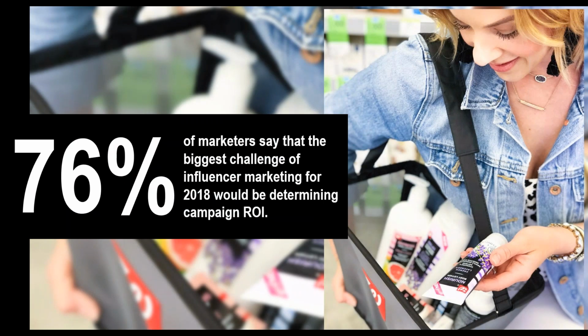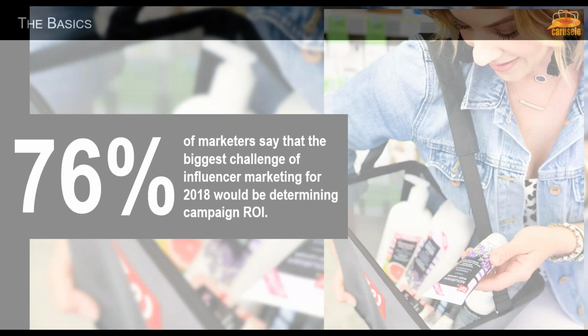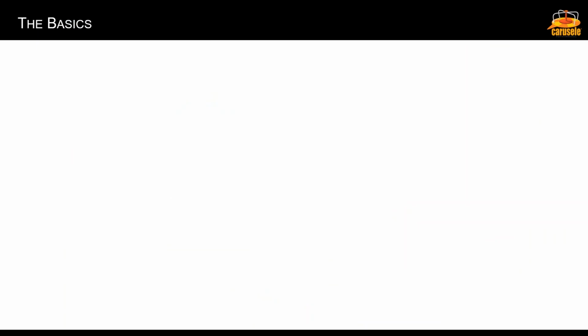76% of marketers, that's 3 out of 4, say that the biggest challenge of influencer marketing for 2018 is determining their campaign ROI. We don't think it's that hard to do if you set your campaign up correctly from the beginning. So what I'm going to do today is run you through these 25. They start with the most simple things that anybody can do, that's the basics on the next slide, and they go to some pretty advanced measurement techniques that only those with big budgets and infrastructure can do. So let's get into the basics.